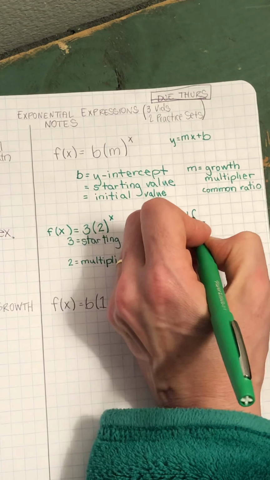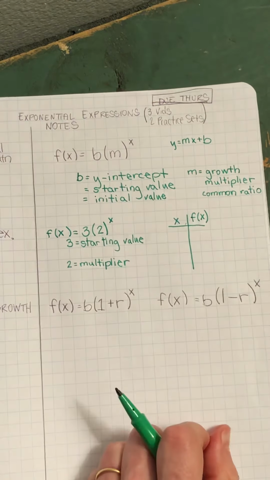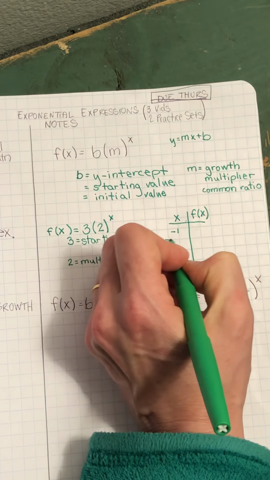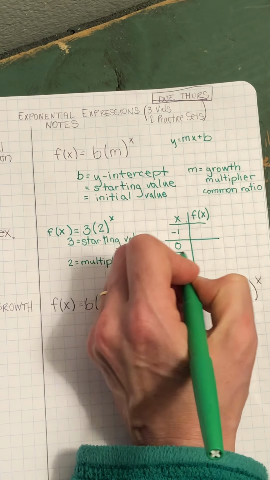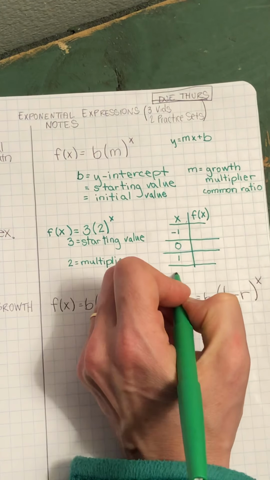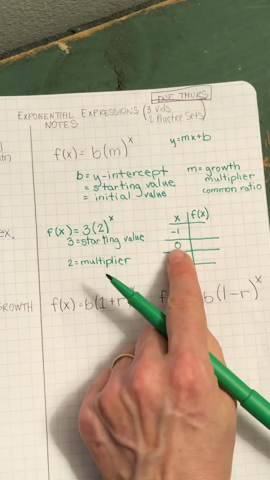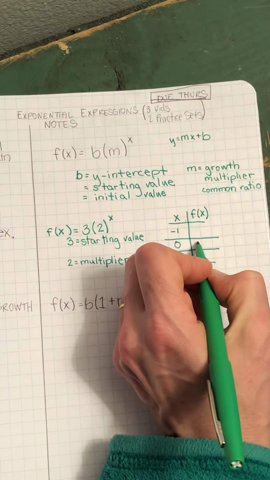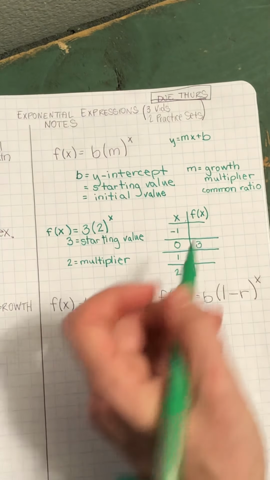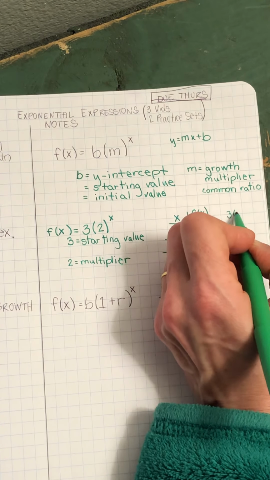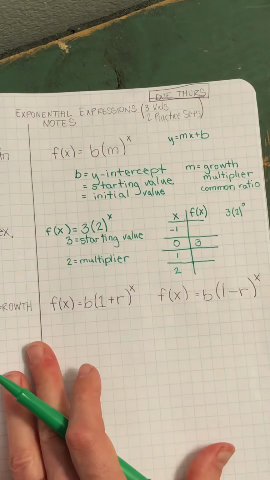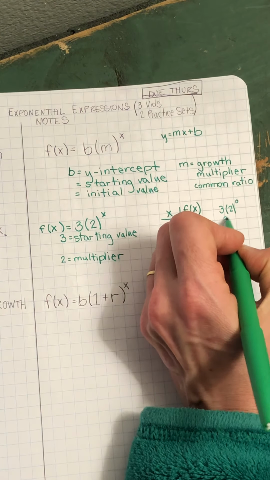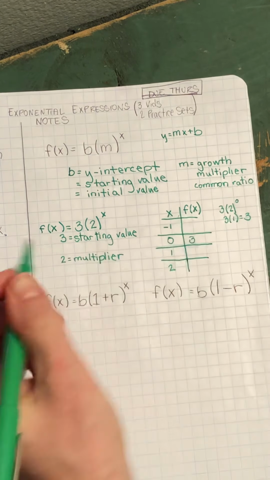So x and y, except we're calling it our fancy y, which is f of x. And I'm actually going to start with -1, and we'll just go to 2. 0, 1, and 2. All right, let's start with 0. So I just said that 3 is our starting value, or the y-intercept. So this should be 3. And let's see. If I say 3 times 2 to the power of 0, anything to the power of 0 is 1. So 3 times 1 is 3. So that's good.